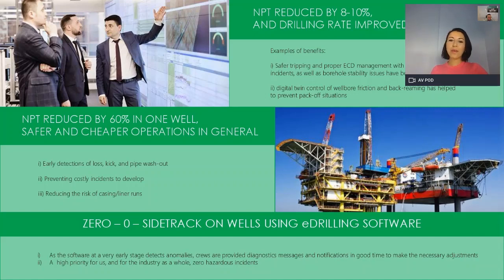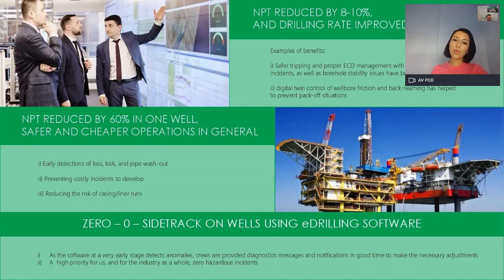We have an example where NPT was reduced by 8 to 10%, and drilling rate was improved by 20%. And this was achieved as the software helped this specific customer to have, one, safer tripping and proper ECD management with fewer surge and swab incidents, but also by having a better control of wellbore friction and back reaming, which helped them to prevent back-off situations.